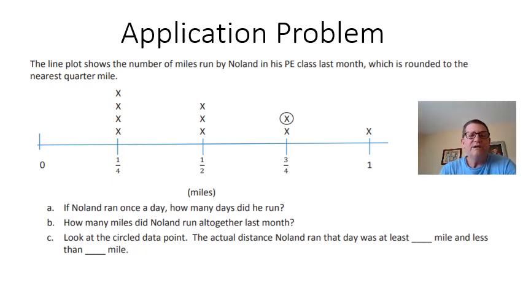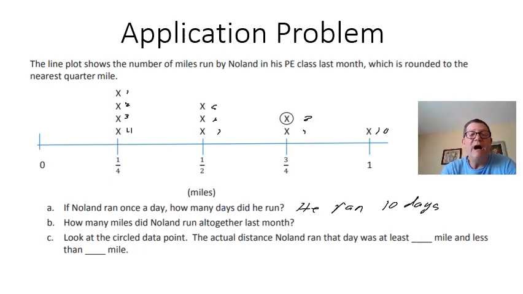So, if he ran once a day, how many days did he run? Well, if I come up here and look, each one of these X's is going to be a day, so that's 1, 2, 3, 4, 5, 6, 7, 8, 9. So he ran 10 days. So his first one, he ran 10 days.